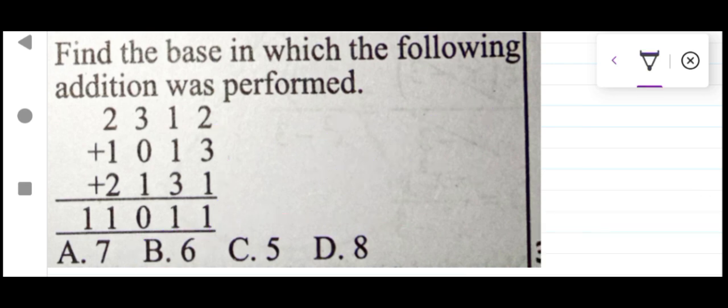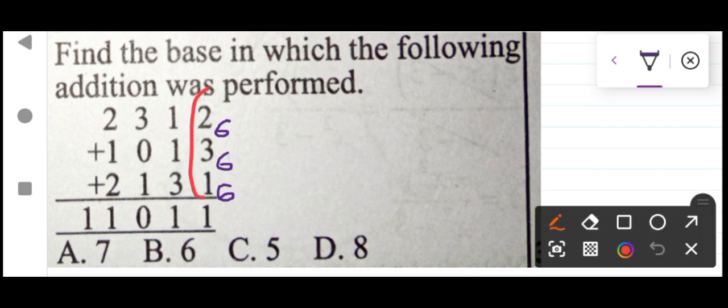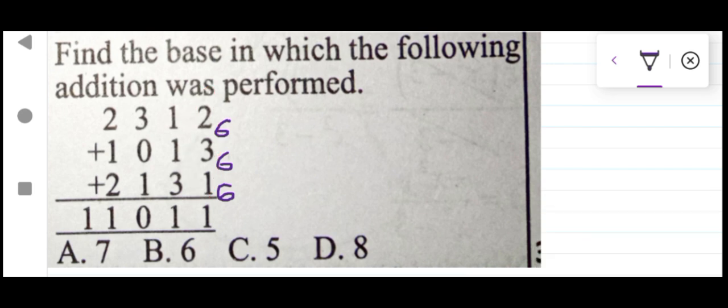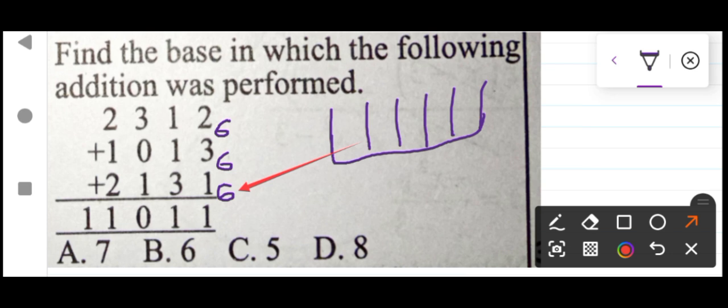Let's try base 6. And we need to add this again just like before, but now in base 6. 2 plus 3 is 5, plus 1 is 6. Now we have to count 1, 2, 3, 4, 5, 6. Any count equal to the base makes it become 10. Which means we have to write 0 right here and carry the other one. But of course, as we can see, 1 is what we have there. So this is not in base 6.